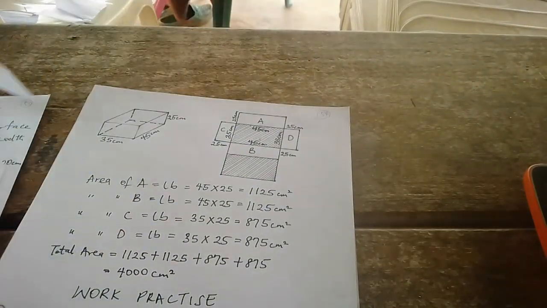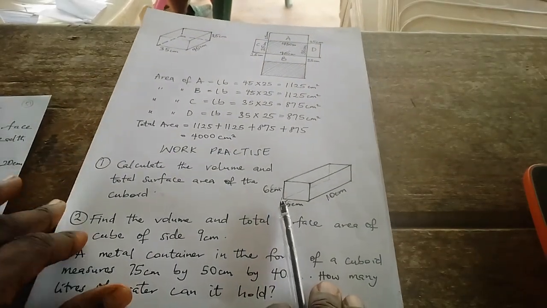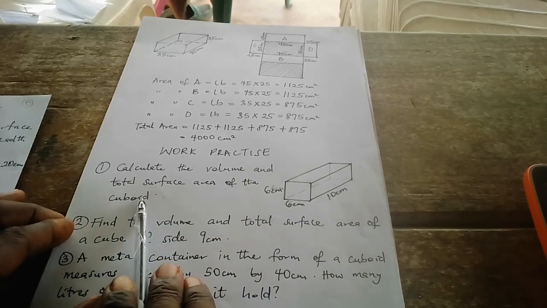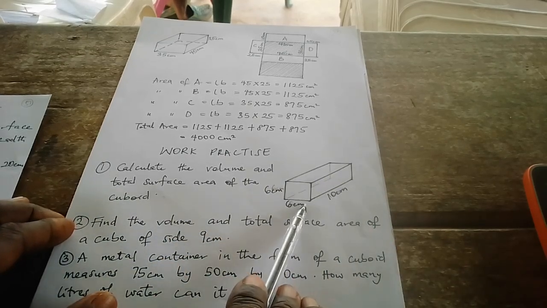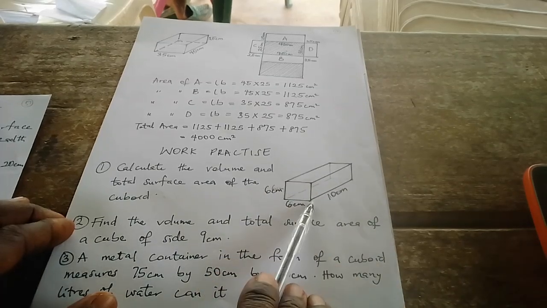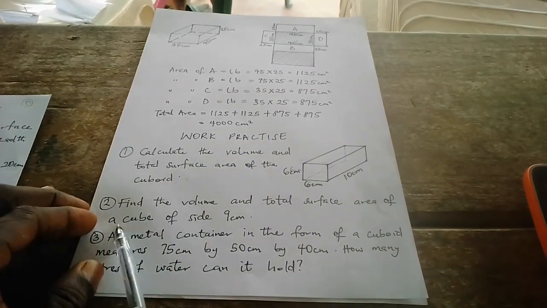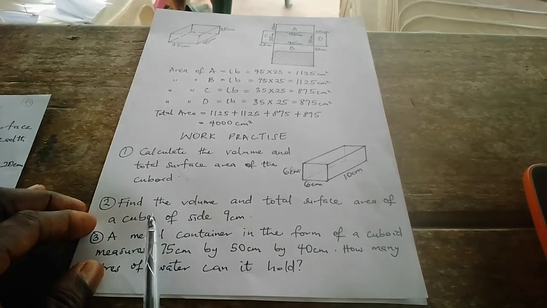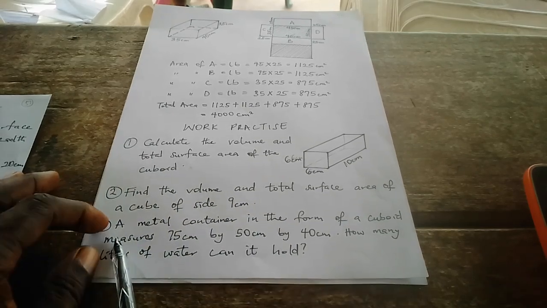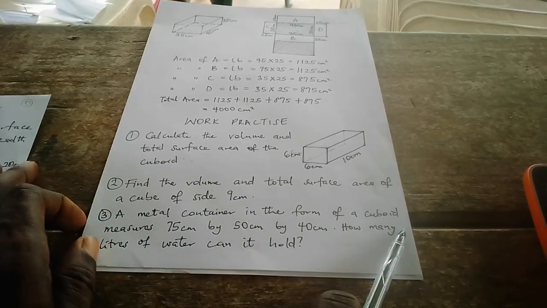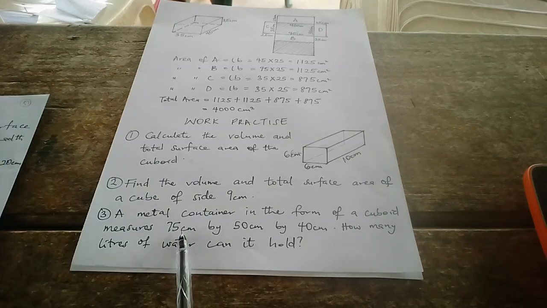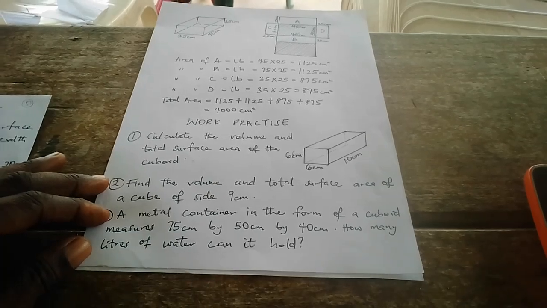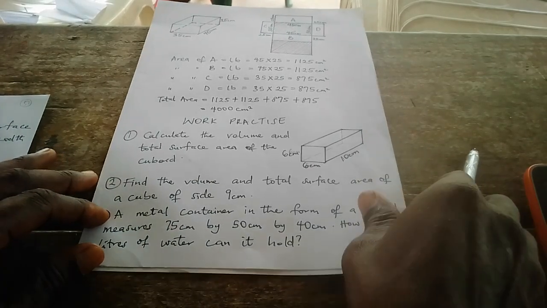So for your work practice, number one, calculate the volume and total surface area of the cuboid. So this is the cuboid. The length is 6 centimeter, breadth is 6 centimeter, and the height is 10 centimeter. Number two, find the volume and total surface area of a cube of side 9 centimeter. So you should be able to do it. Number three, a metal container in the form of a cuboid measures 75 centimeter by 50 centimeter by 40 centimeter. How many liters of water can it hold?